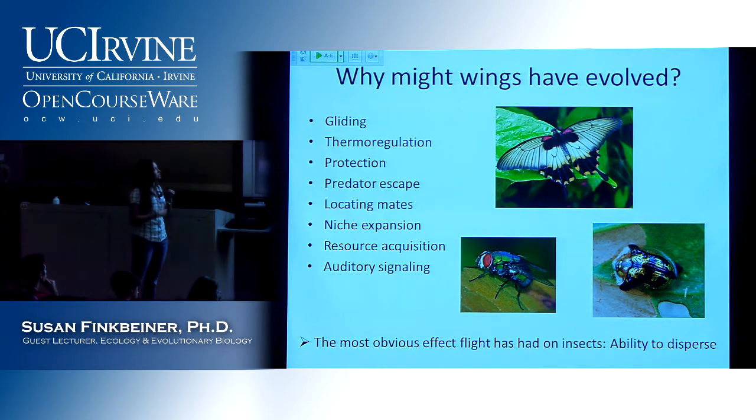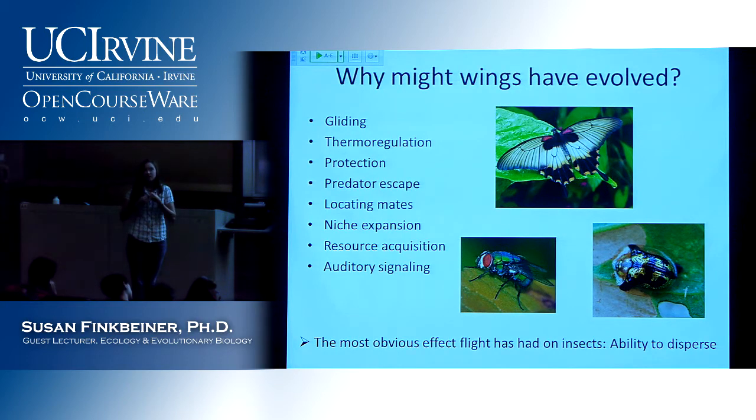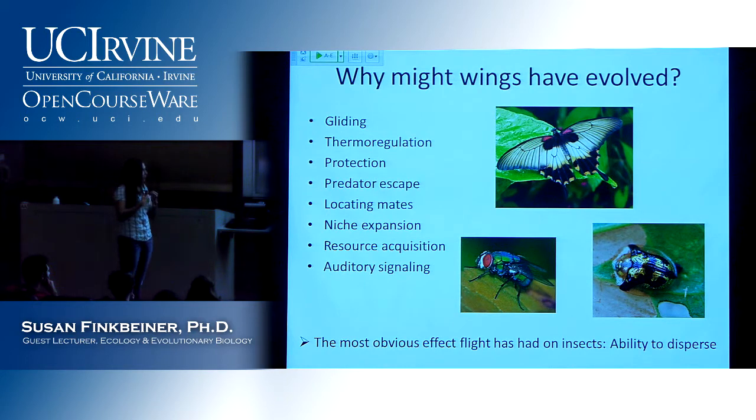If you remember, I mentioned in the beginning that during the Carboniferous period, this insect boom, wings evolved at this time, which led to this huge diversification. During this time, there was massive dispersal by the insects. So the evolution of wings allowed this insect diversification to take off. Oh, and that's not a joke. I just realized that.